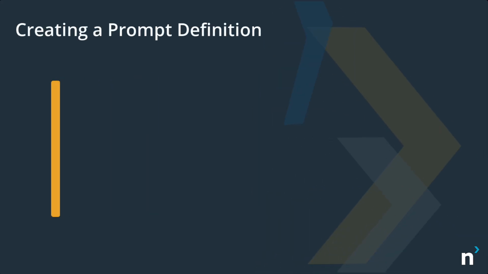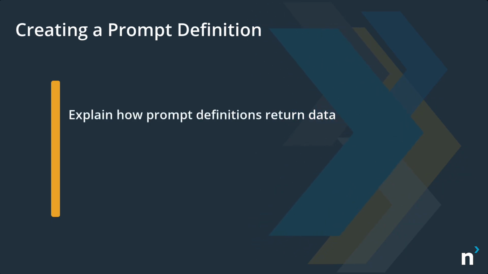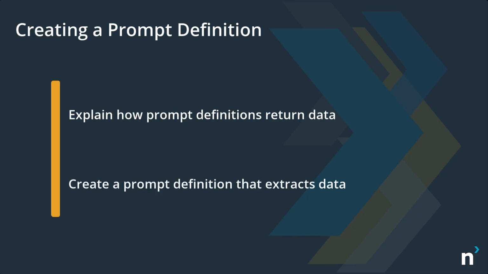In this video, we'll explain how prompt definitions return structured data based on a prompt, using data from your applications, information from external systems, and record-level attachments, and create a prompt definition that extracts data from a Gantt chart and updates project and task data in an application.